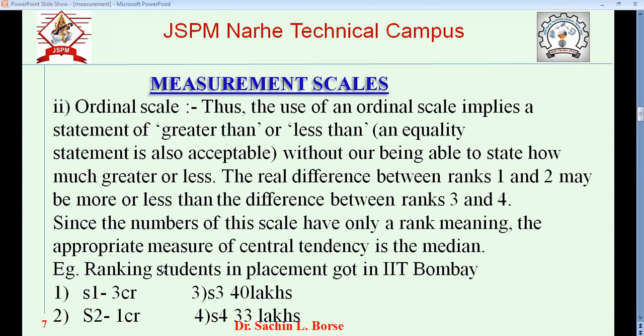Now we take the case here. The real difference between rank 1 and 2 may be more than the difference between rank 3 and 4. So the differences are not equal in the ordinal scale. Since the numbers of this scale have only a rank, the appropriate measure of central tendency is the median.